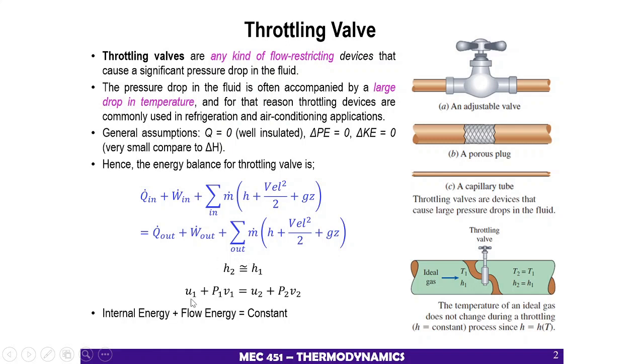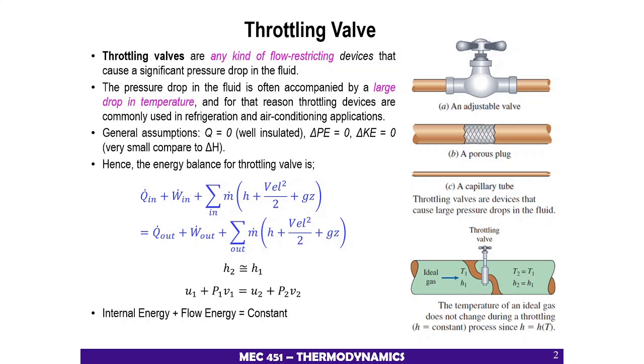Also enthalpy: internal energy 1 plus pressure 1 times specific volume 1 is equal to internal energy 2 plus pressure 2 times specific volume 2, at the outlet. Okay, so these are samples of throttling valves. Here we call it an adjustable valve. Here we call it a porous plug. Here we call it a capillary tube.